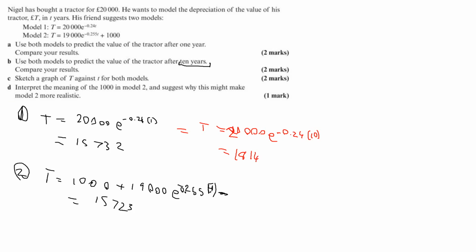If we plug that into our calculators, we get an answer of 1,814. But for the second example, the tractor will be 1,000 plus 19,000 e to the negative 0.255 times 10, which is equal to 2,483. So for the second model, it's significantly bigger.